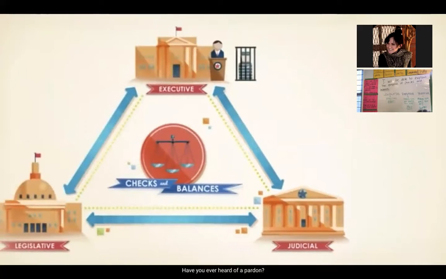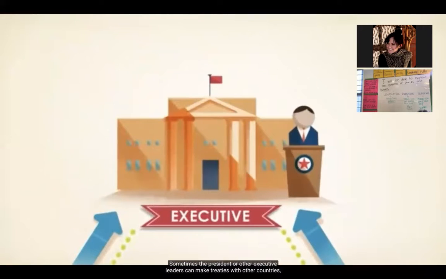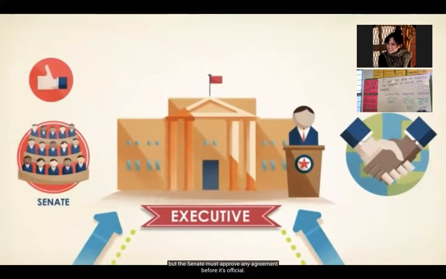Have you ever heard of a pardon? It's like forgiveness. The president has the power to pardon, which is a check on the judicial branch, since the courts can punish criminals. Sometimes the president or other executive leaders can make treaties with other countries, but the Senate must approve any agreement before it's official. If it seems like the president is checked a lot, it's true.